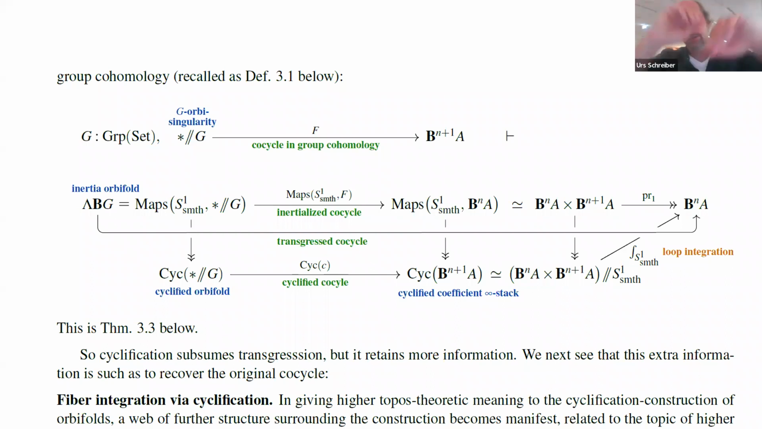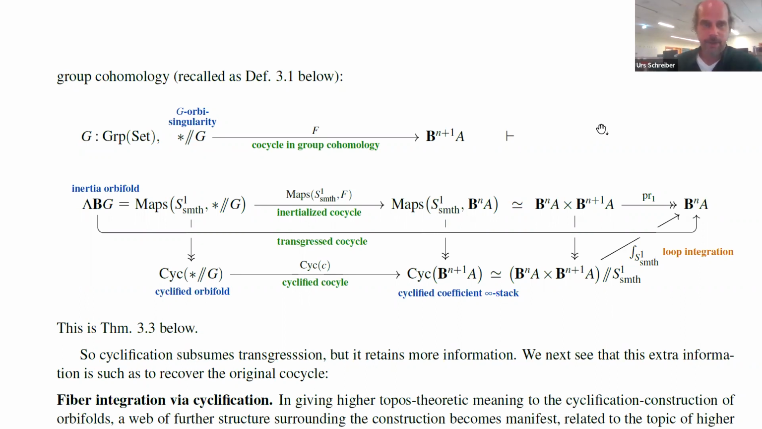So suppose we've zoomed in on some orbifold, it has a singular point which has G worth of automorphisms. It's a fixed point of some G action. And we want to ask, what is the orbifold cohomology at that point? So what we said before, if we're asking for ordinary cohomology, we're asking for this map of stacks from BG, the point with G, to B^{n+1}A, for some n, which is the degree of our cohomology.